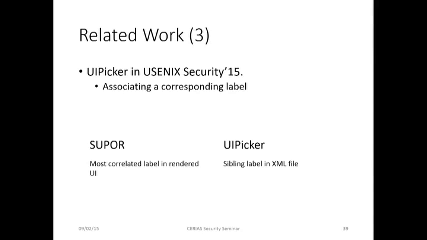SUPOR tries to find out the most correlated label in the rendered UI, but UI-Picker uses the sampling labels in the XML files instead of the physically enclosed or the most correlated. Then this approach may fail in some cases that define the widgets using relative positions, or in some cases that I talked about earlier.